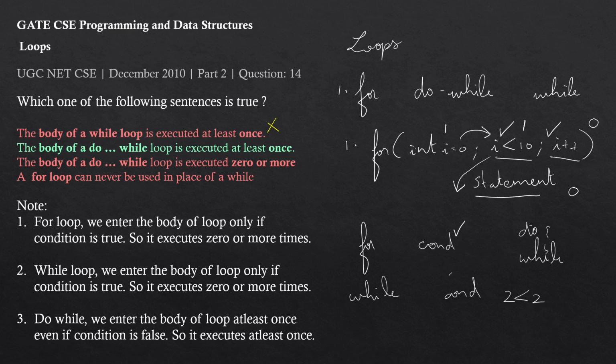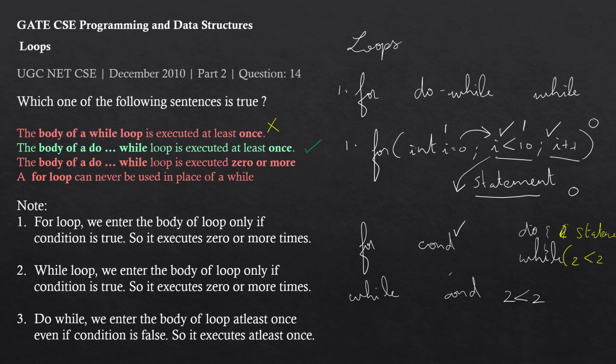Next statement, the body of a do while loop is executed at least once. So we saw in the explanation, right? In the case that 2 less than 2, this statement was running before the check. So the statement was running at least once. So the body of a do while loop is executed at least once. It is true.